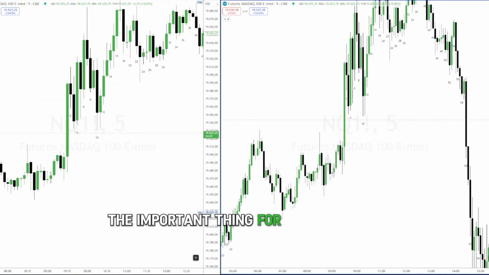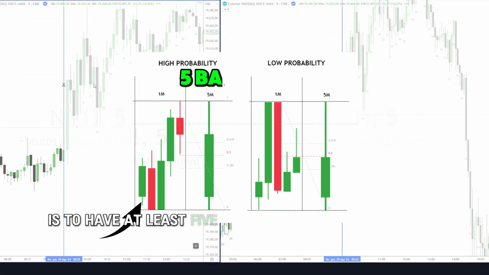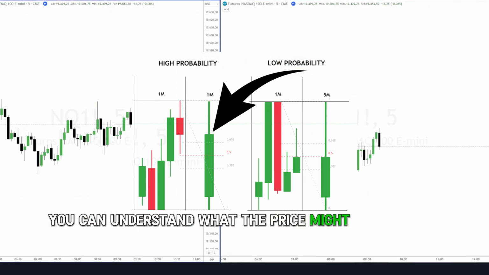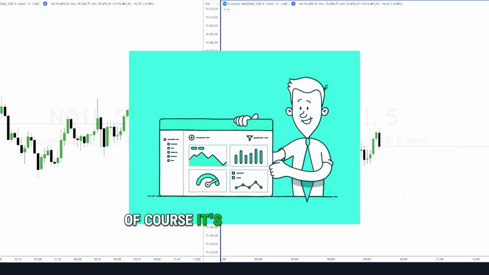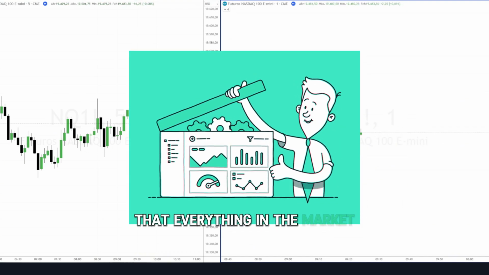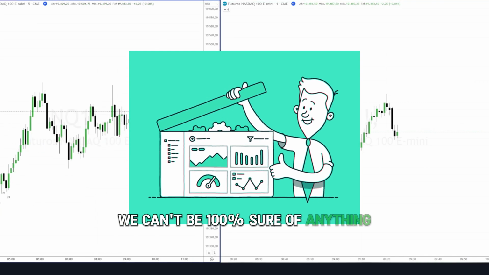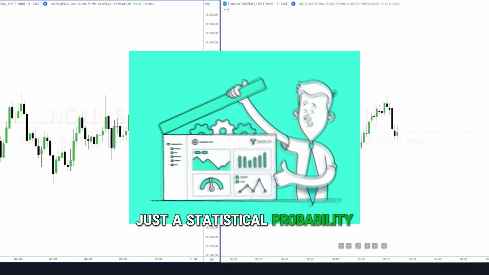The important thing for this analysis is to have at least 5 bars in the smaller time frame so that you can understand what the price might be signaling. Of course, it's worth remembering that everything in the market is a matter of probability. We can't be 100% sure of anything, just a statistical probability.